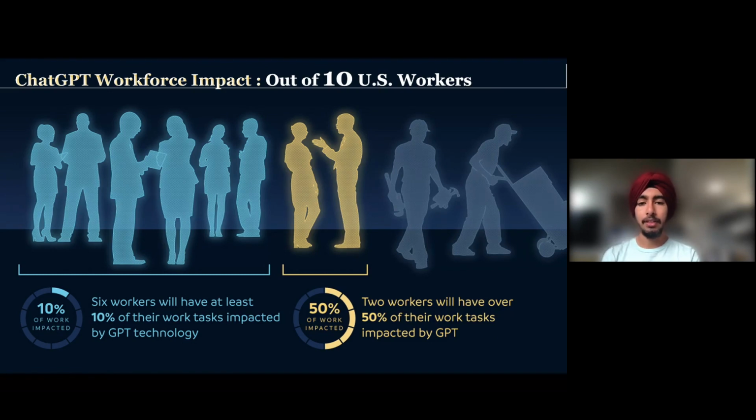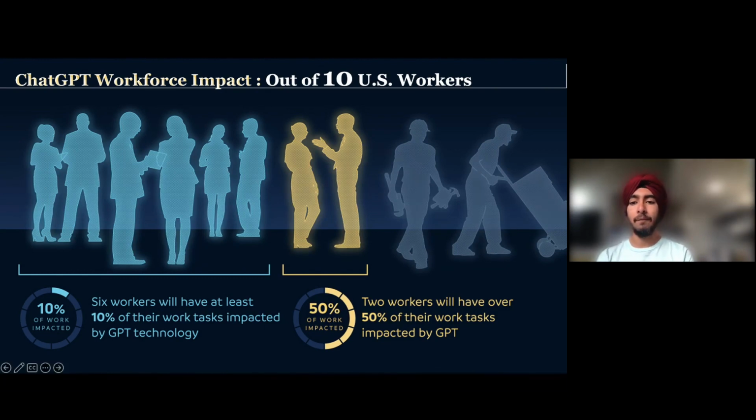So let's say we take a sample of 10 U.S. workers. Six of these 10 workers will probably have a bit of their work tasks impacted by GPT technology, whether it's manual data input or summarizing or editing text. And two of the workers out of that 10 might have a large portion of their work, like 50%, impacted by GPT, where a lot of their work relies on manual tasks or things that can be easily automated.